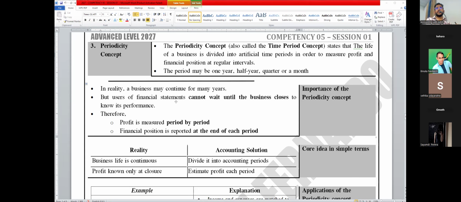It means there is no closing date. When the going concern concept is applied, there is no closing date. Then we have a problem.